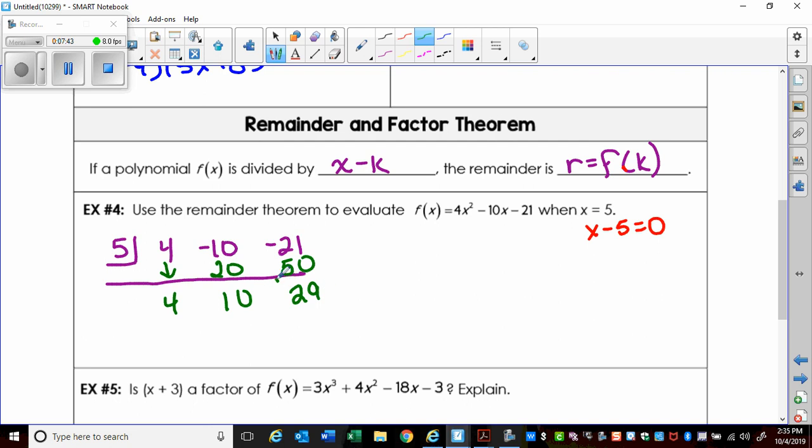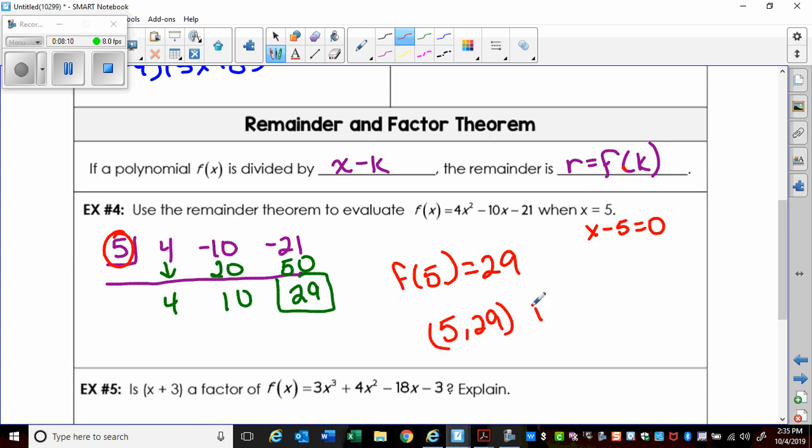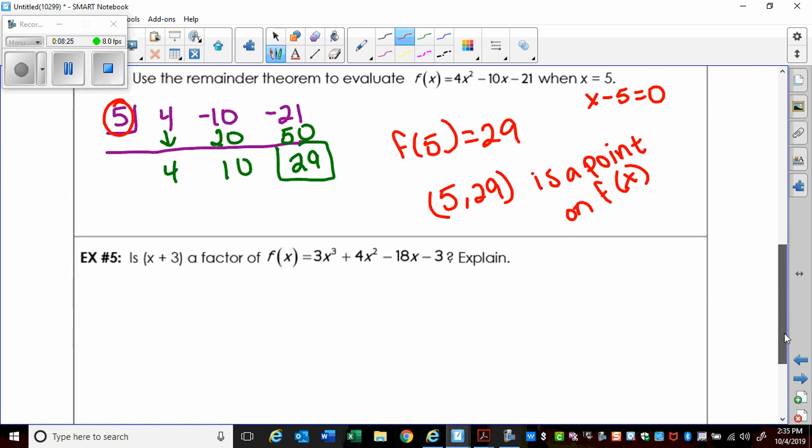Try it out, make sure, okay? But this is my remainder. Usually it's a 0, we want it to be 0. But what this means is we use this number right here, and we're saying f at that number, so f at 5 is on my graph. And the y value is going to be the remainder, 29. That's pretty cool. So this means that (5, 29) is a point on the graph. Well, it's f of x. We'll call it f of x. Okay? I want you guys to try this one.